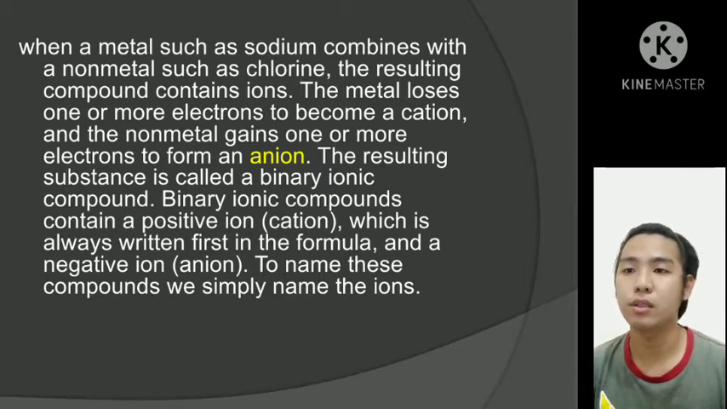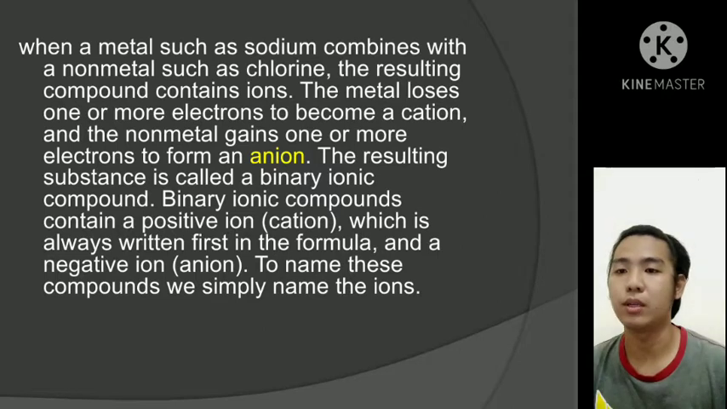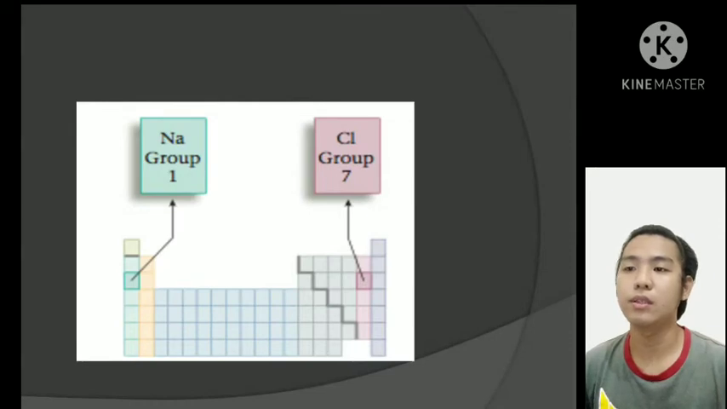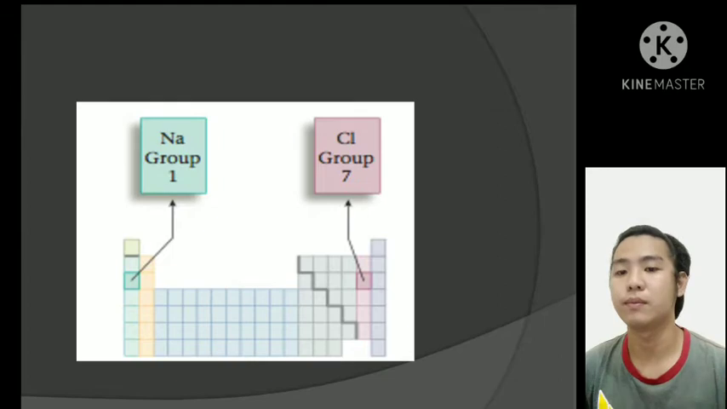So an anion is a negative ion. Binary ionic compounds contain a positive ion, the cation, which is always written first in the formula, and a negative ion, or anion. To name these compounds, we simply name the ions. In this image, you will see the example: on the left is the metal and on the right is the nonmetal.